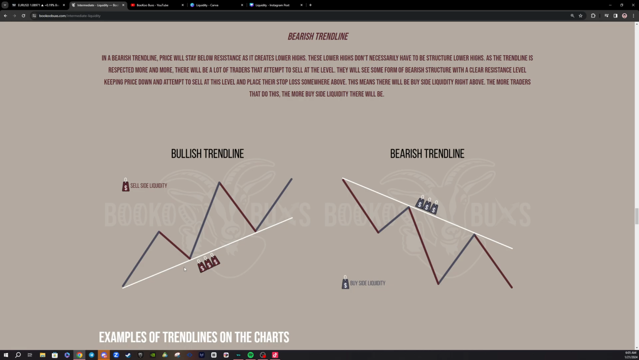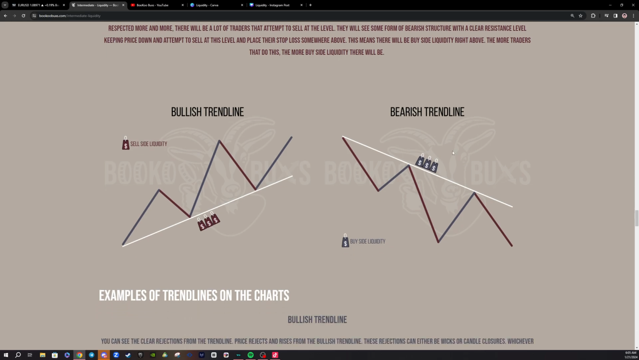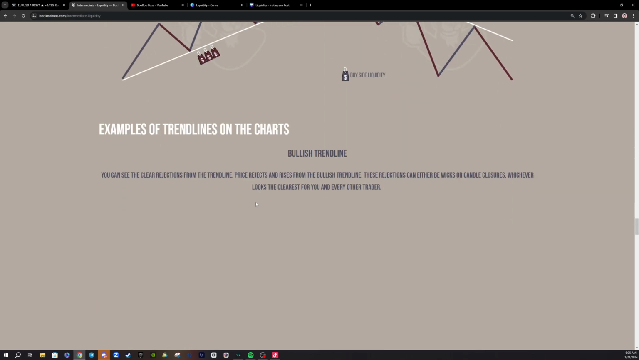It also is known as a form of support, more specifically dynamic support. A bearish trend line is a form of resistance, more specifically dynamic resistance, and people will be trying to sell off of here. Therefore, there will be buy side liquidity resting above.